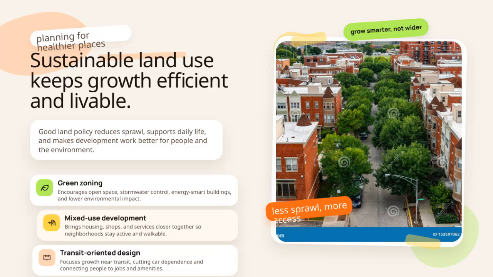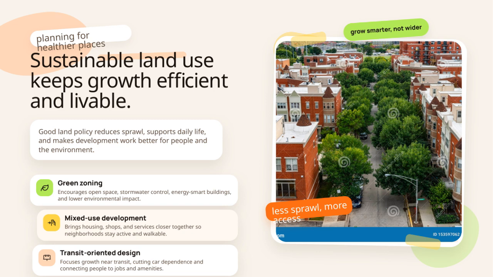Here, we focus on the idea of shaping growth to be less sprawling and more accessible. Good land policy plays a crucial role in reducing urban sprawl by supporting daily life and making development work better for both people and the environment. Planning for healthier places means promoting sustainable land use, which keeps growth efficient and livable over the long term. Green zoning is an important tool that encourages preserving open spaces, managing stormwater effectively, supporting energy-smart buildings, and reducing environmental impact overall.